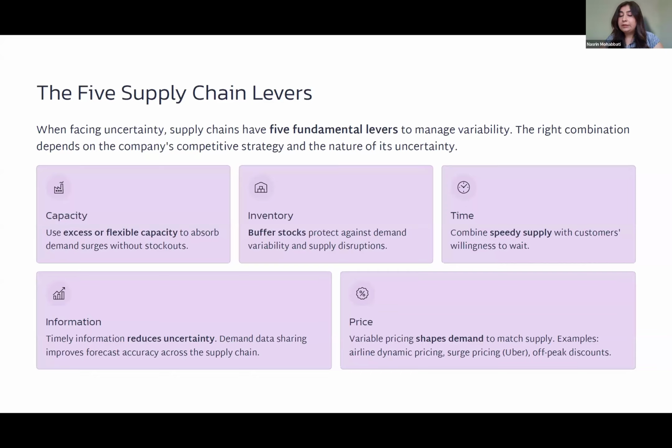Or for example, discounts that are being offered at the end of the year, closer to, for example, Christmas or off-peak seasons, it is because they want to use price as a lever to manage the uncertainty around demand. So these are very important factors we have to remember with responsive supply chains specifically. We have to work with one of them or multiple of them or all of them if needed to manage the uncertainty in the supply chain.